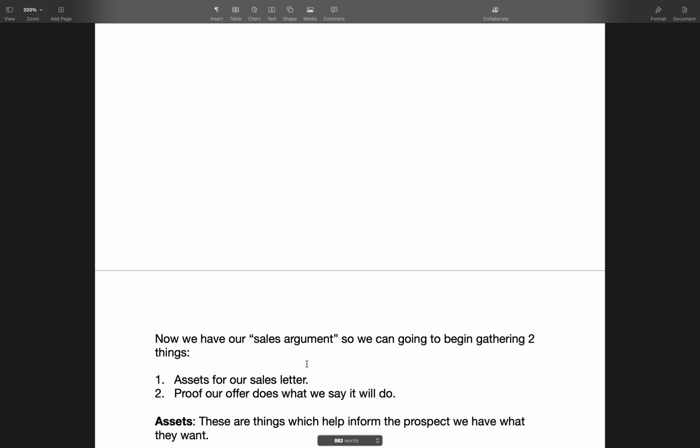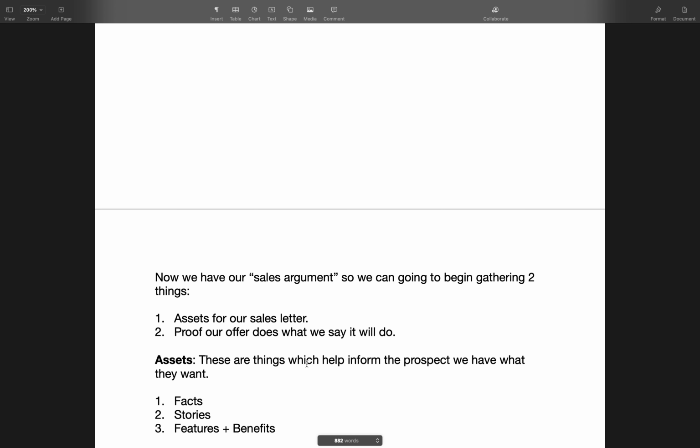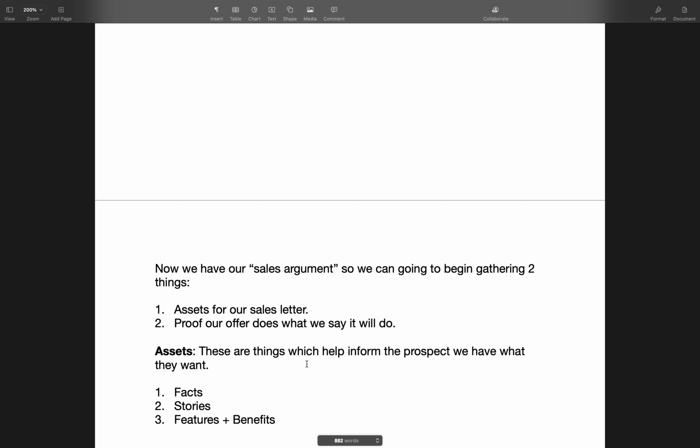Now that we have our sales argument, we're going to begin gathering two things. We're going to begin gathering assets for our sales letter, and we're going to start collecting proof that our offer does what we say it will do. So, assets, right? These are the things that are going to help inform the prospect that we have what they want. Usually these are facts, stories, and features and benefits, right? When you're selling a new vacuum cleaner, you're going to be showing off the features and the benefits of those features. When you're selling a make money online course, you're going to be selling more of your story and yourself and the transformation versus the features, right?